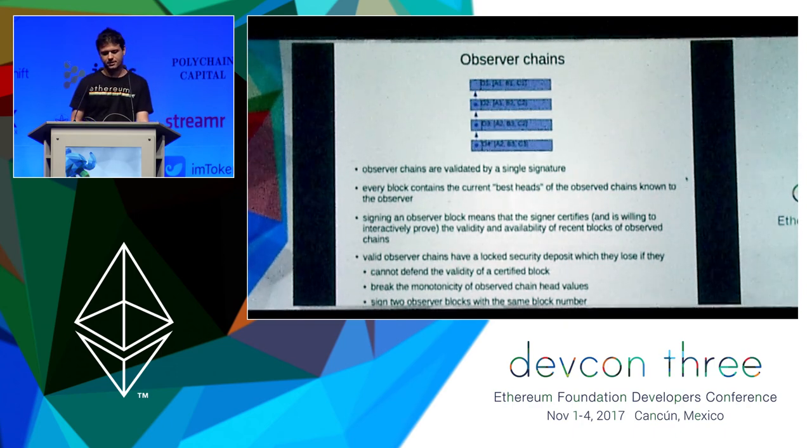And the observer chain is also backed by a security deposit at a judge contract, and the observer has to defend the validity and availability of these chains, or at least the latest actions of them, on a request. The observer chain can follow public chains, private chains, state channels, chain filters, and even other observer chains.